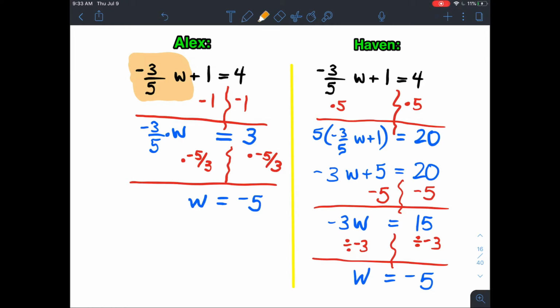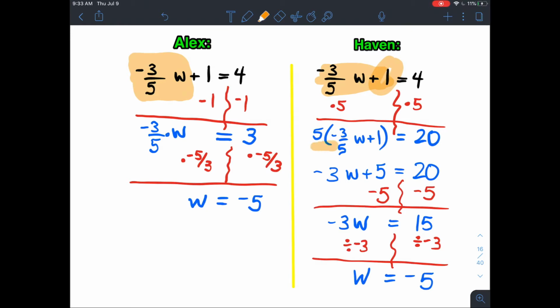If we look at Haven's, she started out a completely different way. I think she saw this division by 5 here, and then said, okay, I'm going to multiply both sides by 5, which is totally fine. There's lots of ways you can solve equations. So if you multiply both sides by 5, you need to make sure that you do go ahead and multiply in both sides, including that 1 right here by 5.